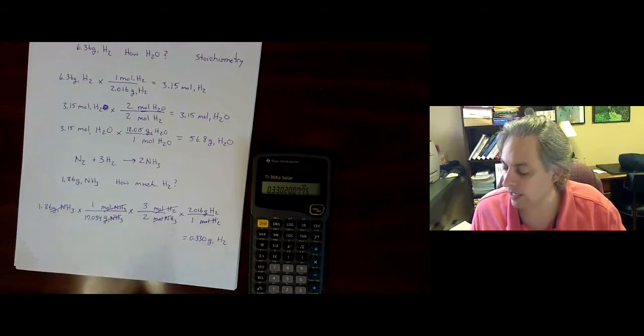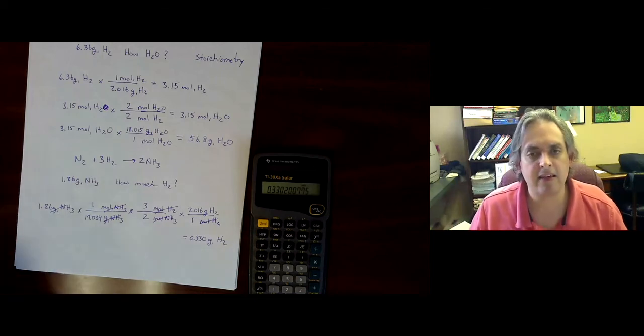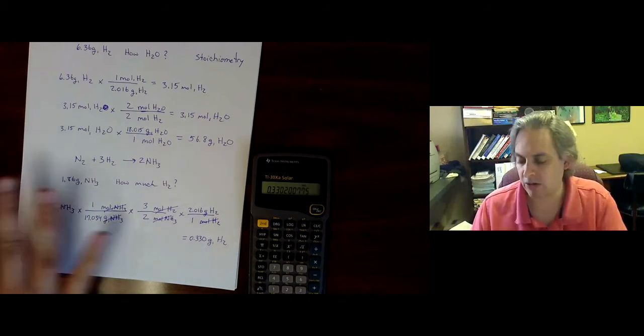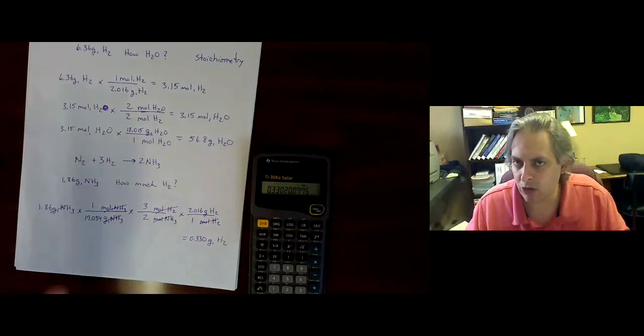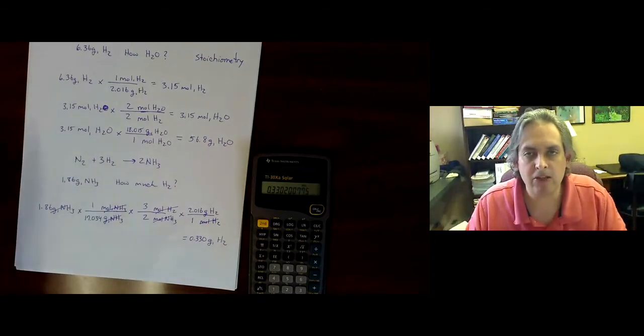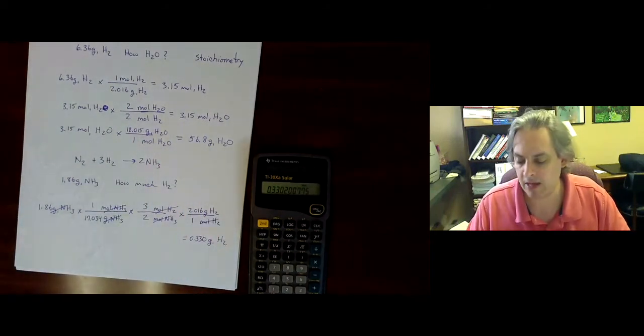So to make 1.86 grams of ammonia, we have to have 0.330 grams of hydrogen. So this technique, like I said, is stoichiometry. Now, when we're doing these reactions in the lab, not everything is perfect. What we've done here on paper is what is done in the theoretical world. If everything was perfect and we had excellent experimental technique, then what we get from these calculations would be exactly what we got in the lab.